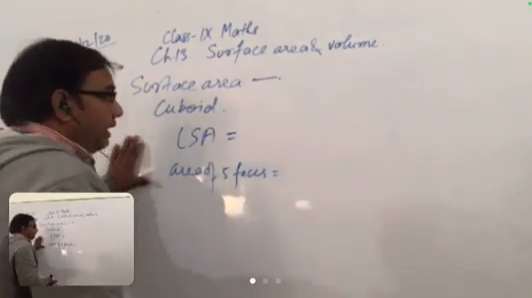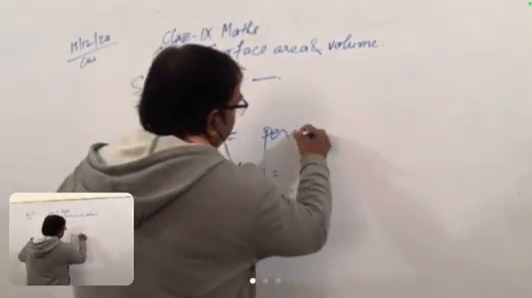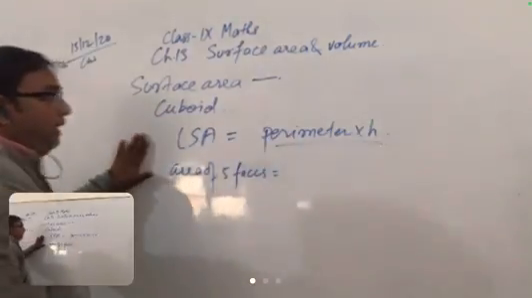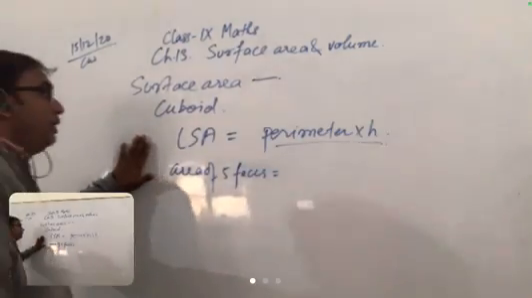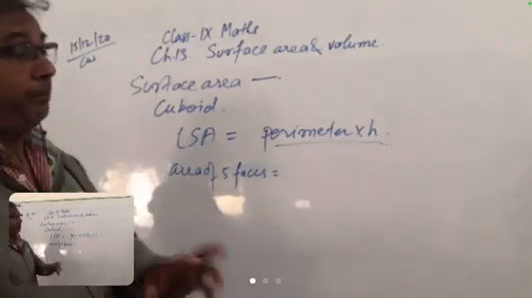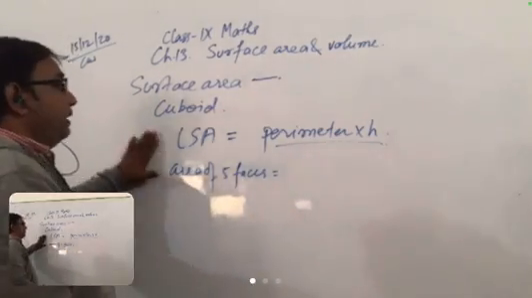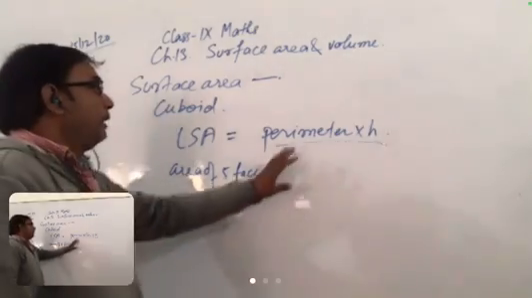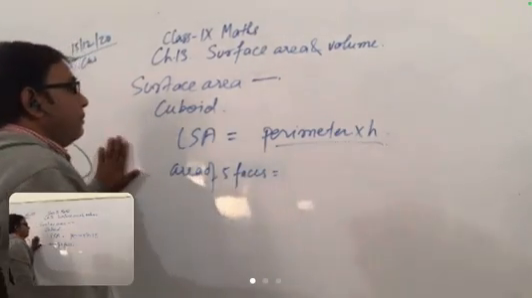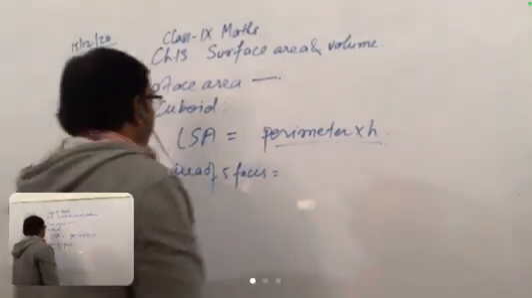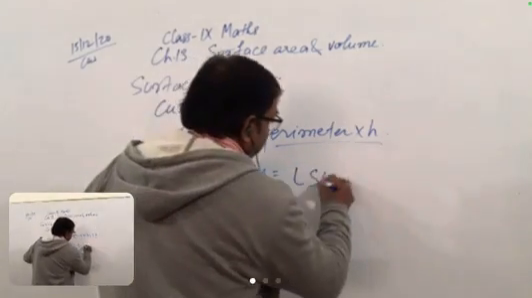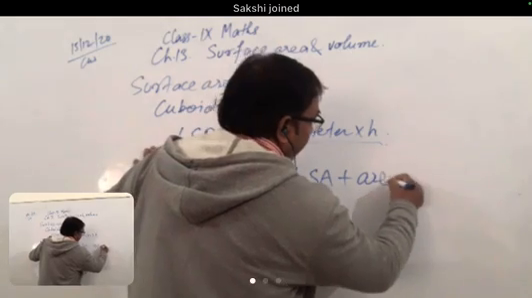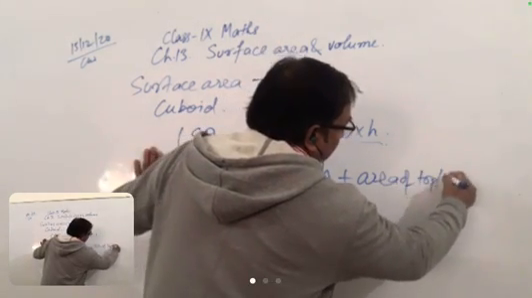Okay, 2 into (L plus B) into height. But now we are in class 8. We say perimeter multiplied by height. Is it clear? How difficult it is to say 2 multiplied by (L plus B) into height. So it is better to say perimeter multiplied by height. Clear? When we are talking about the area of five walls, then it is LSA plus the area of top or bottom.